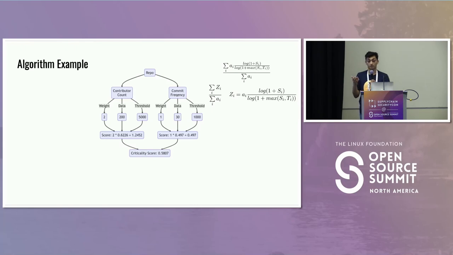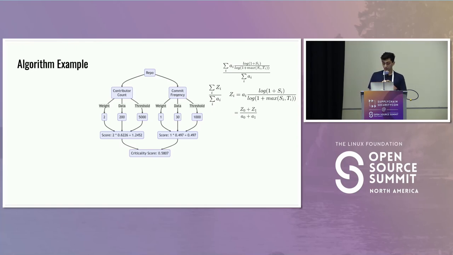with z of i equaling a of i times x of i. Since we only have two signals, contributor count and commit frequency, i can only equal 0 and 1. So the summation of z of i over the summation of a of i is basically equal to z of 0 plus z of 1 over a of 0 plus a of 1.